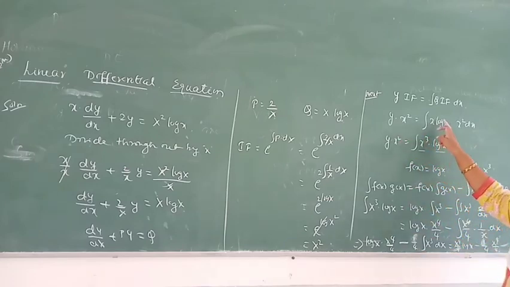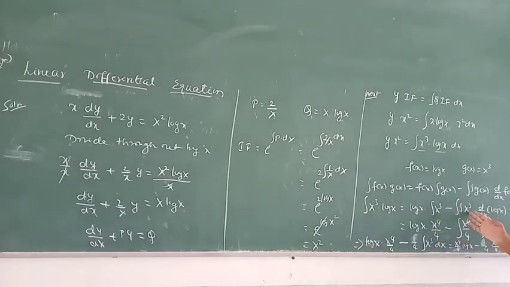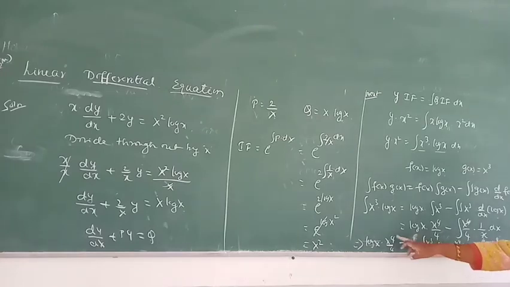y into x squared equals the integral of x log x into x squared, which is x cube log x. This is a function of two variables, therefore we consider f(x) is log x and g(x) is x cube, and we apply the integration by parts method. Log x as it is, integration of x cube is x to the power 4 by 4, minus the differentiation of log x, which is 1/x, times x to the power 4 by 4. The x cancels, leaving x cube, so it is x to the power 4 by 4 log x minus 1/4 times x to the power 4 by 4.